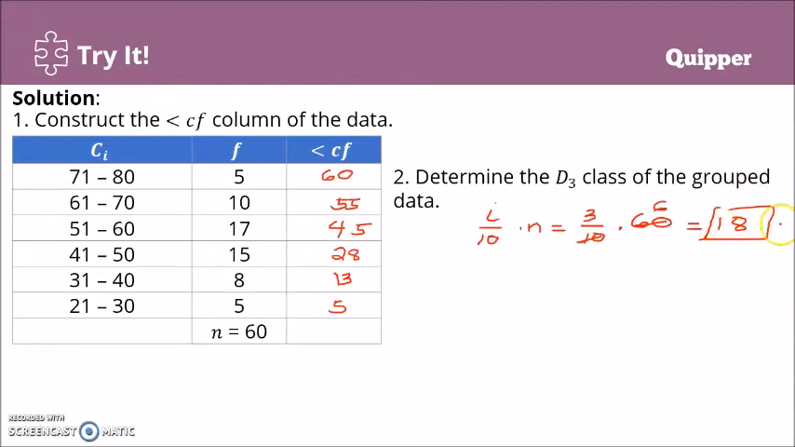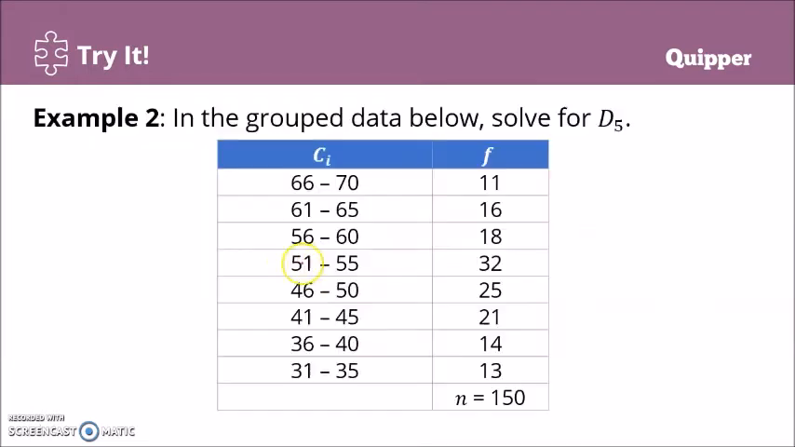Alright? So, we are going to look for the closest less than cumulative frequency that is greater than 18. So, we have here, 13 is not, so we have 28. So, therefore, the class that we are looking for is this class. Okay? So, this contains the D sub 3. Right? 41 to 50.